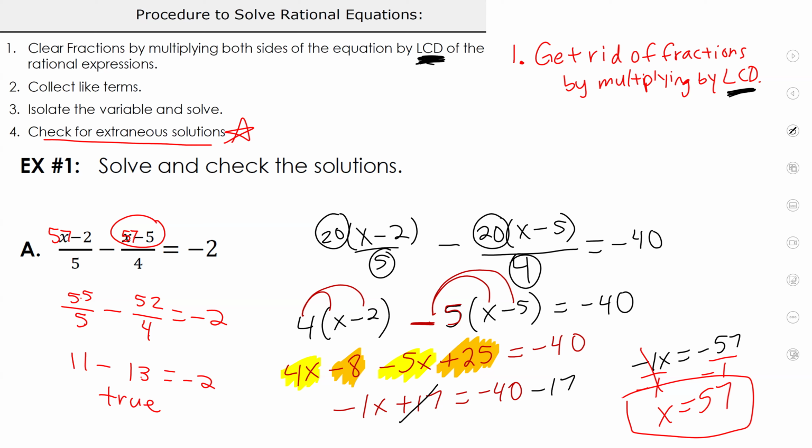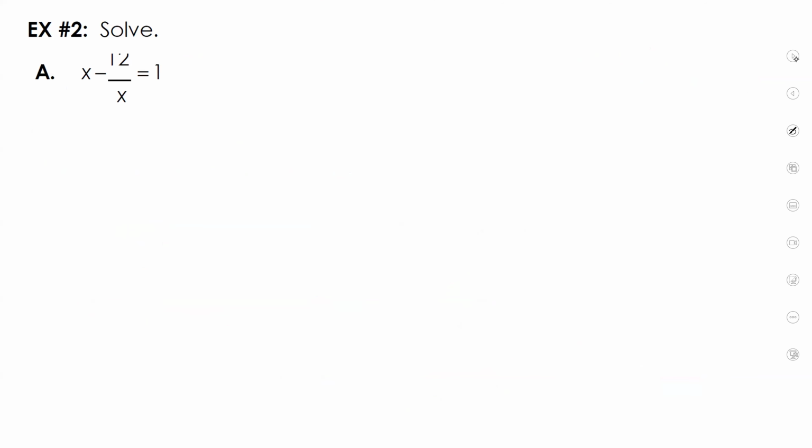All right, let's try a different example. Okay. We have to think about what is the least common denominator. If you can't think of it immediately, just think, how do I make the denominators the same?